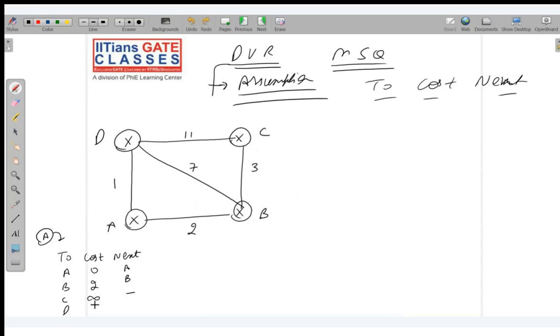D. What about D? Cost is 1. And what is the next? D. A to D. Cost is 1 and the next is D only. So this is the table for A. Okay, I will copy it out.